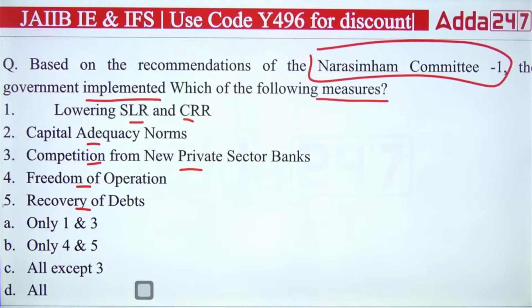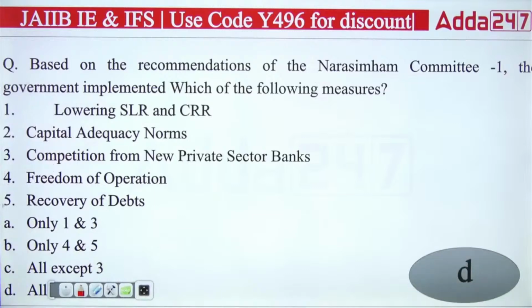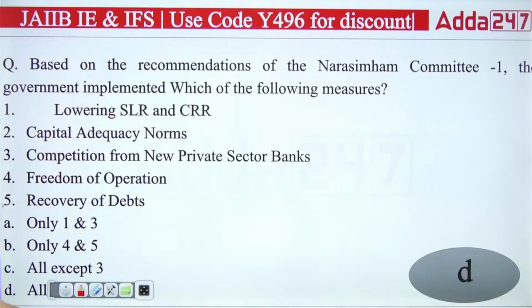And very good, everyone is going with the D option. All of the above are correct. All these implementations have been done by the government on the recommendation of Narsimhan Committee. So right answer is your D, correct.